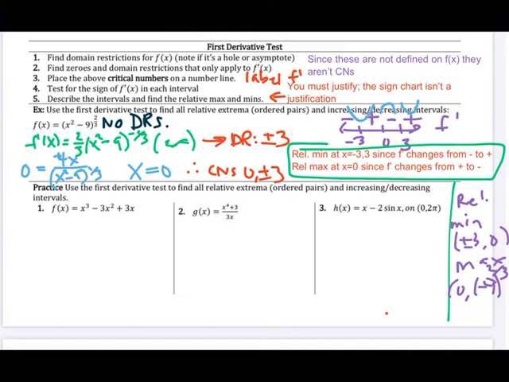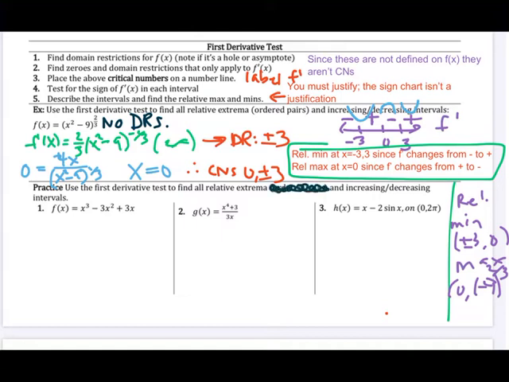And then it asks us for the intervals in which this is increasing or decreasing. It is increasing from -3 to 0 and from 3 to infinity. It's decreasing from -infinity to -3 and 0 to 3. I just really don't have space to try and fit that in there. So increasing -3 to 0 and 3 to infinity, decreasing -infinity to -3 and 0 to 3.